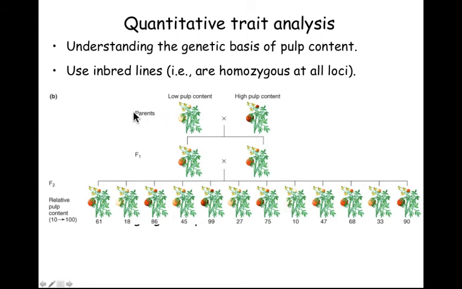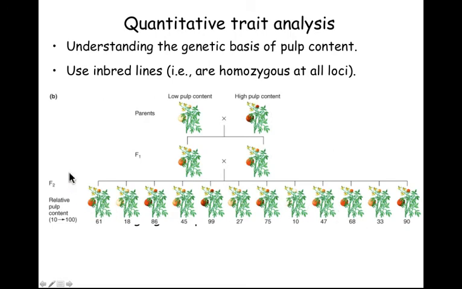So that's what we set up here. These parents, one has low pulp, one has high pulp. Cross them together, we get an F1. Cross those together, we get an F2. And in this F2 then, we can look at relative pulp content. And you can see that it ranges the whole way from something which was close to the original high pulp parent, so at about 99% pulp content, down to very, very low pulp content, like maybe 10%. And almost everything in between.